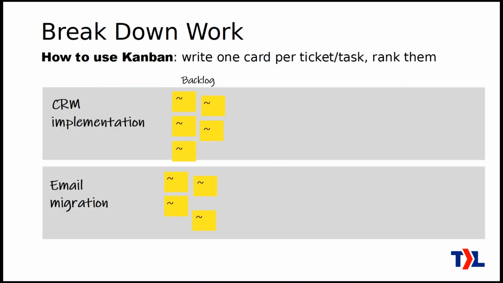So as far as using Kanban for this, supposing you're using a whiteboard or a wall, you're going to make a column here. You're going to call it the backlog. This is all the work that you need to do. You're going to make 1 card for every ticket or task, and then you're going to rank them. So for example, in a CRM implementation project, this is your 1st, 2nd, 3rd, 4th, and 5th ticket by importance, and that would ideally be the order the engineers work on them. And then the same thing for this email migration project.